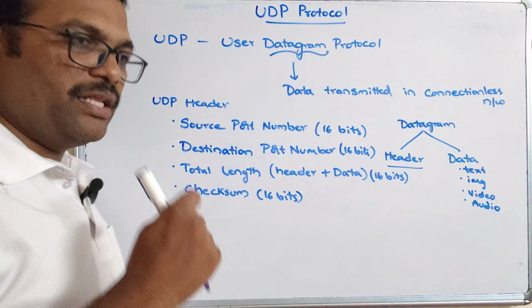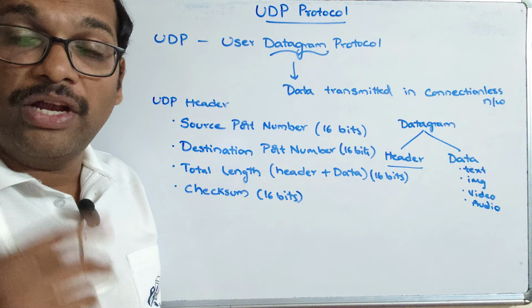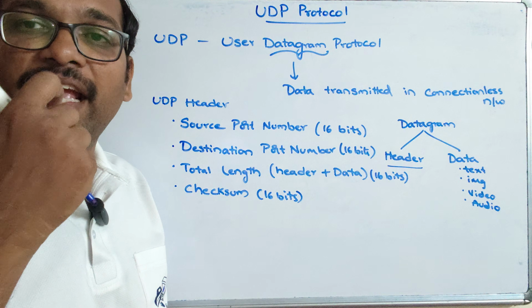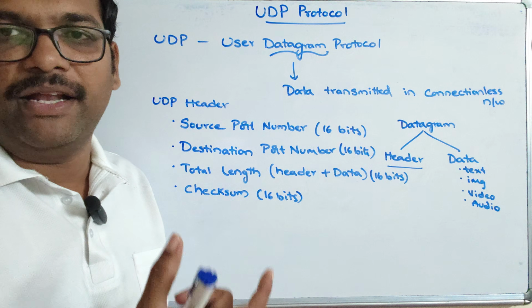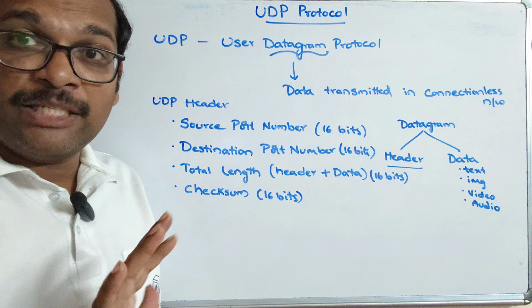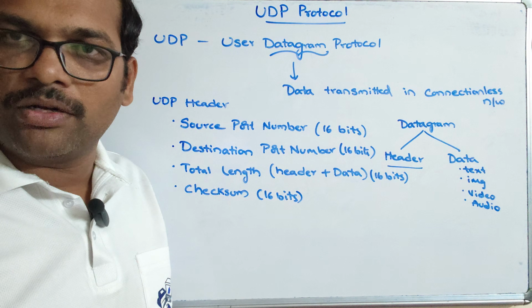And checksum, here the name itself indicates the checksum means error detection. So it will check whether any error occurred during the transmission of data or not. So that will be done. Okay, so retransmission is not possible here. Acknowledgement is not there. Retransmission is not there.